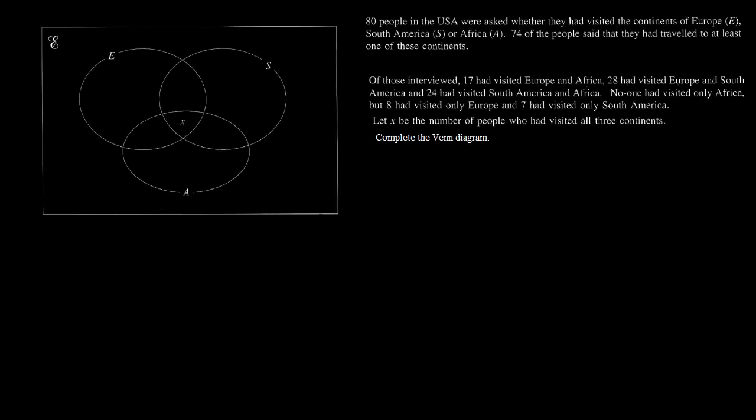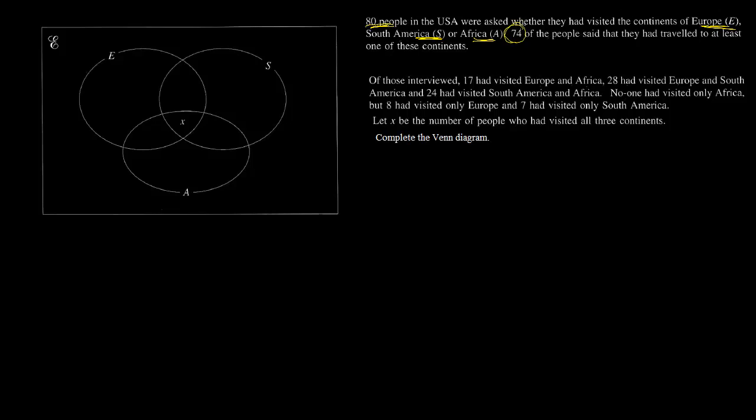Let's do this example. We have a three-set Venn diagram. So first information, 80 people. So altogether in this universal set, we have 80 people. Now the names of the sets are people who went to visit some continents. E stands for Europe, S stands for South America, and A stands for Africa. So we have three sets, and that is the context.